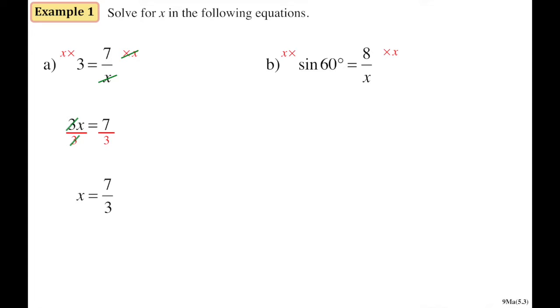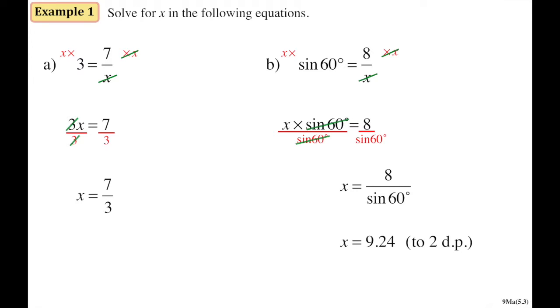So let's times both sides by x, because there's an x on the bottom of the fraction, and when we do that, that x on the bottom of the fraction cancels with the x you multiplied by. So you end up with x times sine 60 equals 8. The whole purpose is to solve for x, to get x by itself. X is being multiplied by the sine of 60, and the way you undo multiplying by sine 60 is divide both sides by sine 60. The sine 60s will cancel on the left side, and you'll end up with x equals 8 over sine 60, which you can put into your calculator, and it's 9.24 to 2 decimal places.